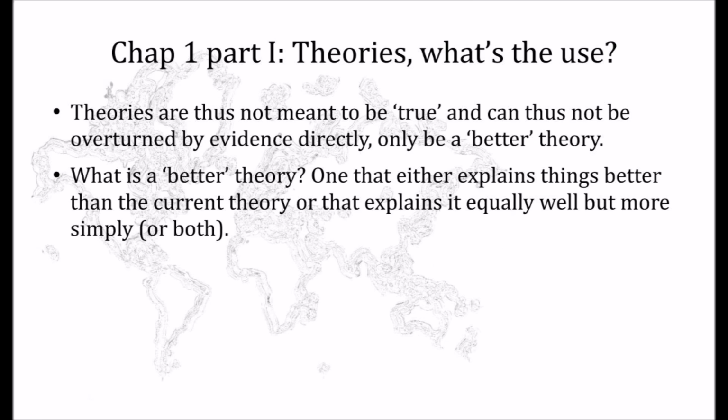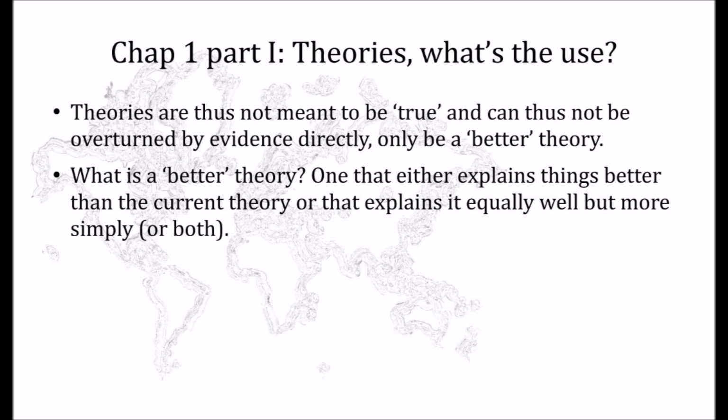Okay, so just as theoretical notions are simplifications of reality that are not meant to be true, but are meant to be useful, the same goes for theories themselves. Theories are also not meant to be true. Realism is not meant to be an accurate reflection of reality. It's supposed to be a good explanation of how things work. Theories can only be overturned by a better theory. They can't be overturned by assertions that they are untrue, because they're also not meant to be true in the first place. So what is a better theory?